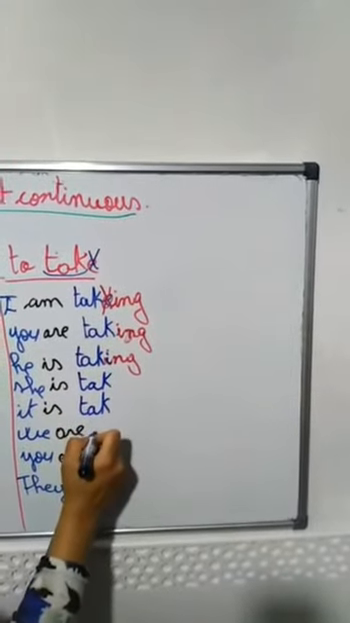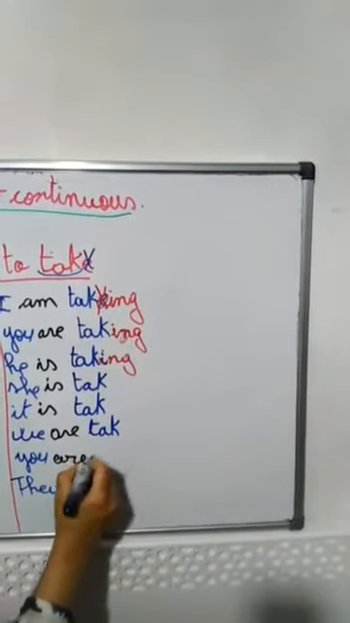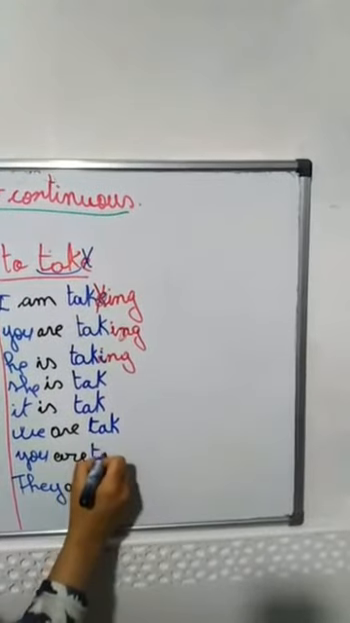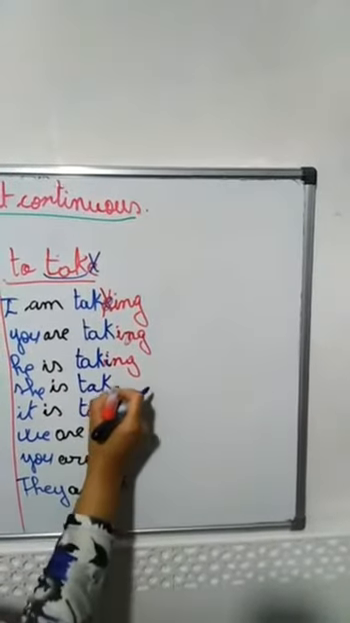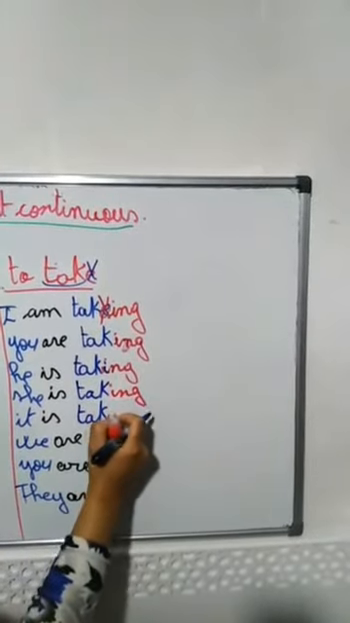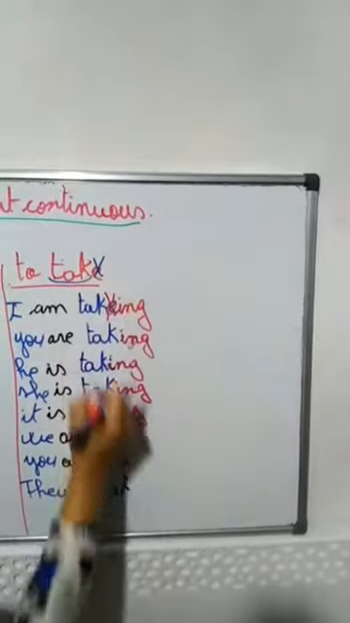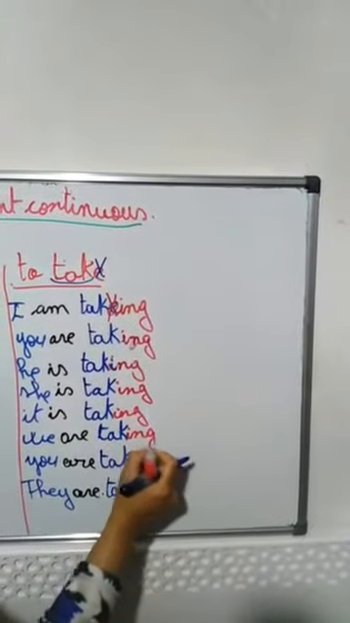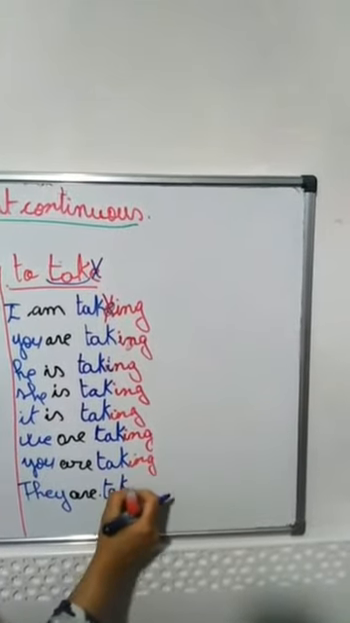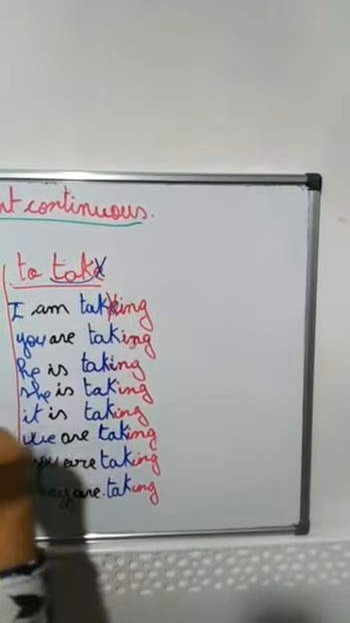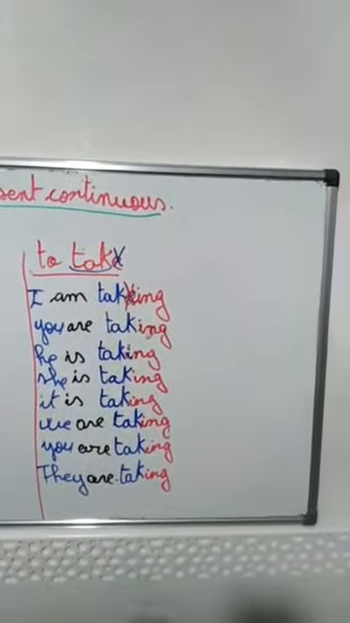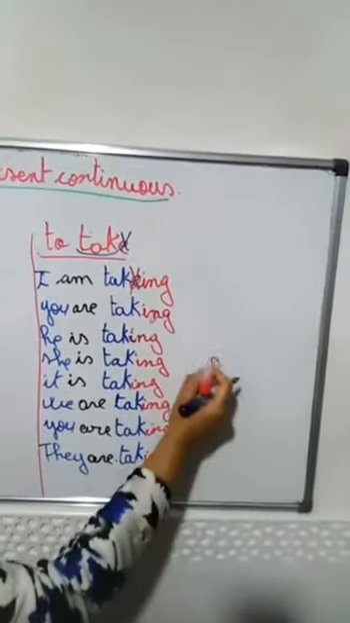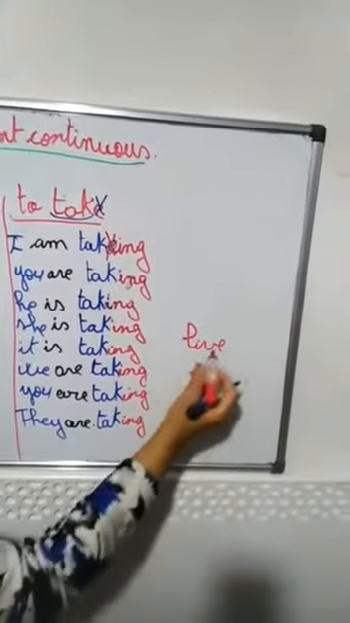She is taken. It is taken. We are taken. You are taken. They are taken. I add -ing and I delete the e. As I said, not just for the verb to take, but all the verbs that end with e. For example, the verb to leave. Is this okay? The same thing.